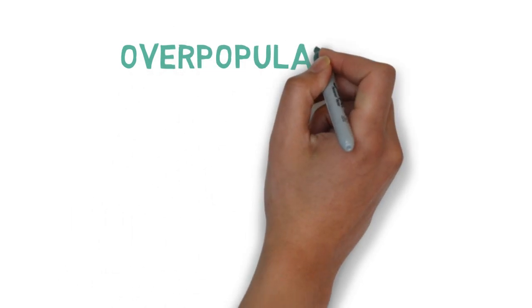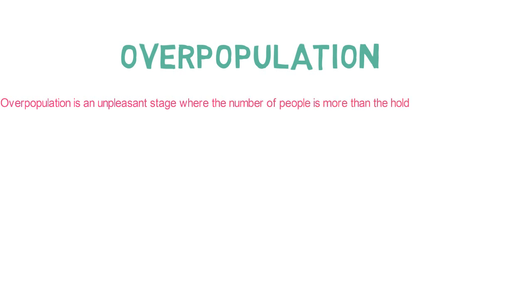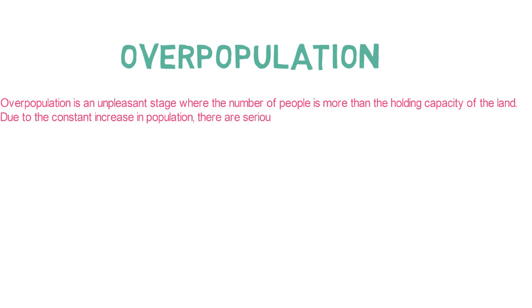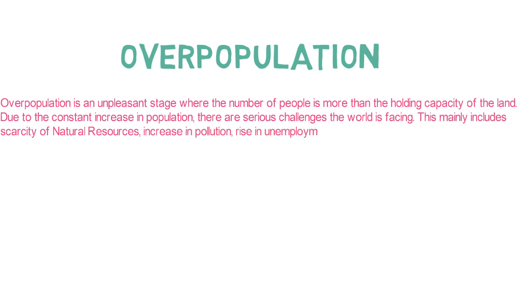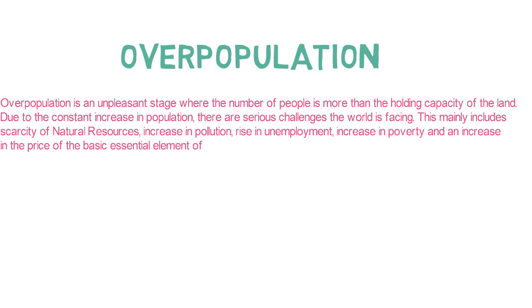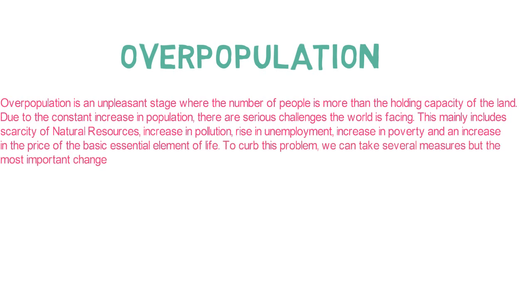Combining all 5 steps, the final paragraph is like this. Overpopulation is an unpleasant stage where the number of people is more than the holding capacity of land. Due to the constant increase in population, there are serious challenges the world is facing. This mainly includes scarcity of natural resources, increase in pollution, rise in unemployment, increase in poverty, and increase in the price of basic essential elements of life.